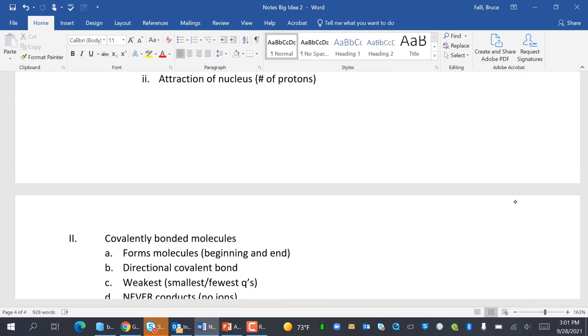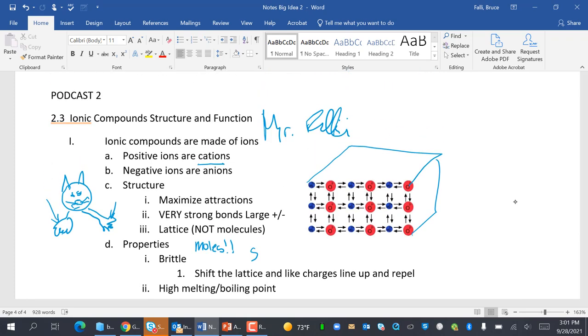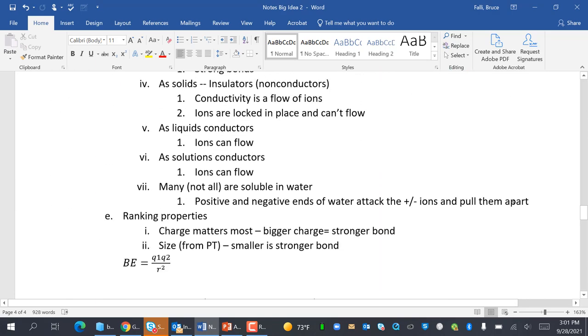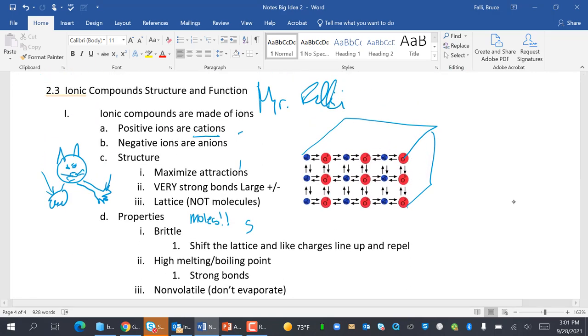The other thing you need to know is that the size of ions is significant. So remember, positive ions are smaller and negative ions are bigger. Now these are lots smaller. And negative ions are still a little bit bigger.